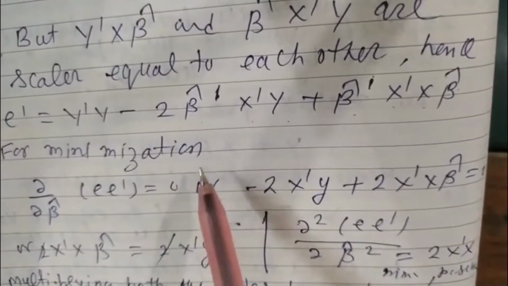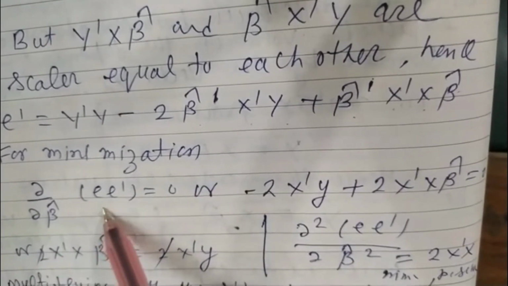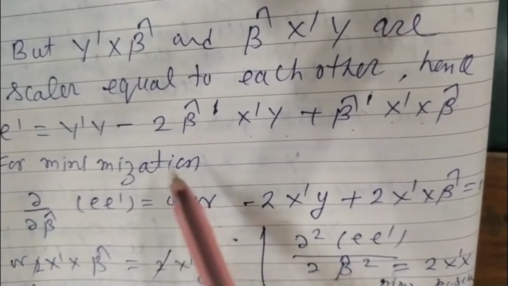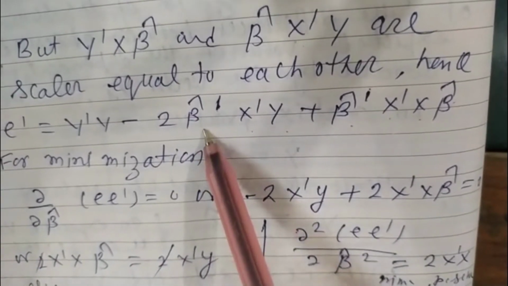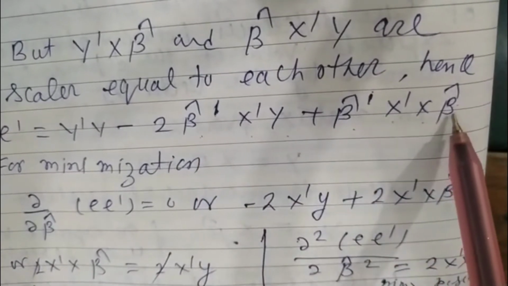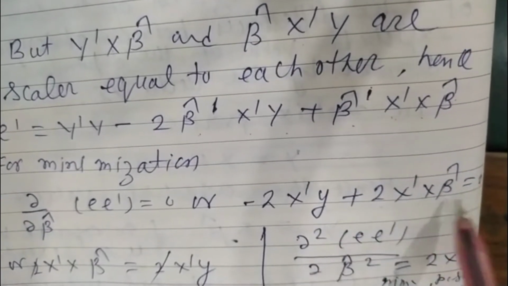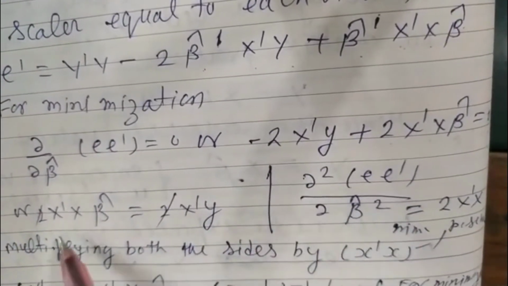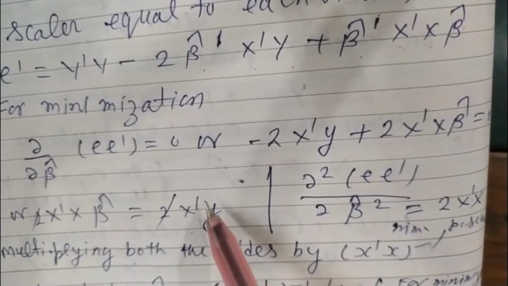For minimization, we differentiate the following with respect to the estimated betas and set it equal to 0. After differentiating this expression, we get: differentiation of the beta term is x transpose y, and the beta square term differentiates to 2 x transpose x beta, since x transpose x is constant, equal to 0. After simplifying, the 2 is eliminated: x transpose x estimated beta equal to x transpose y.